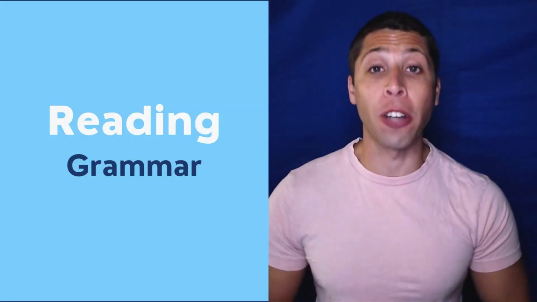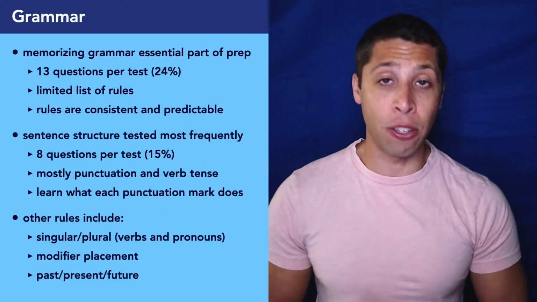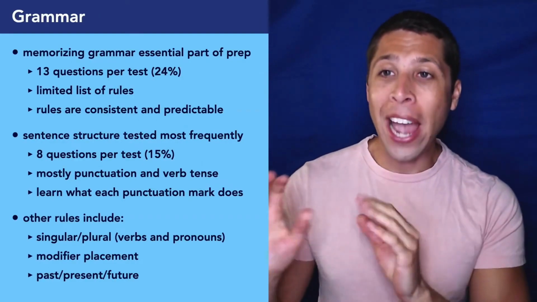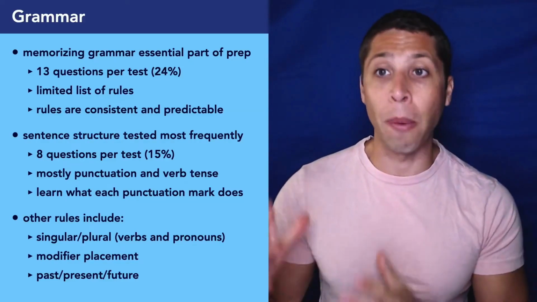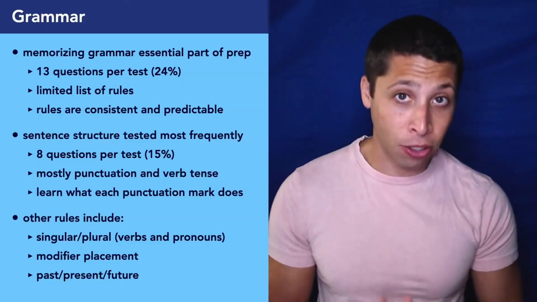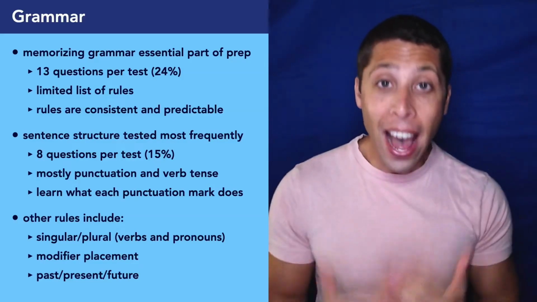In this episode, I'm going to talk about the grammar rules, the most important ones that you need to know for the test. But let's just dive into what we're going to talk about today. As you can see from this little chart here, we have a lot of questions that are covered by grammar rules. So about 24% of the test, and specifically questions about sentence structure account for 15% of the reading section. That is a lot of points.